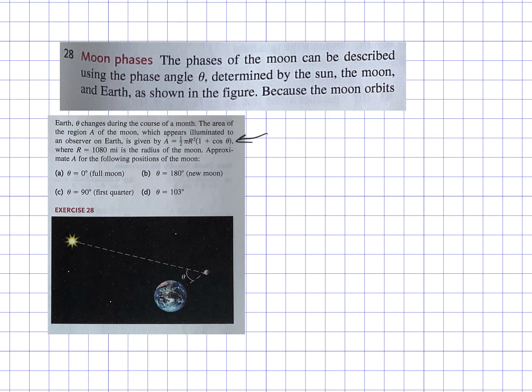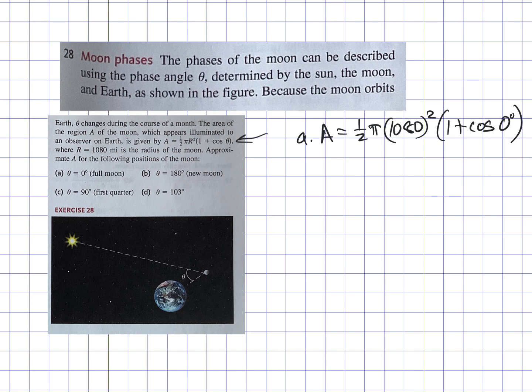All right, so that's the area of the moon. And where R in the formula is 1,080 miles. That's the radius of the moon. Approximate A for the following positions. All right, so we got a bunch of things to do here. So we need A. So we have 1/2 pi R squared, which would be 1,080, and it's 1 plus the cosine of theta. So you're just plugging in different degrees.